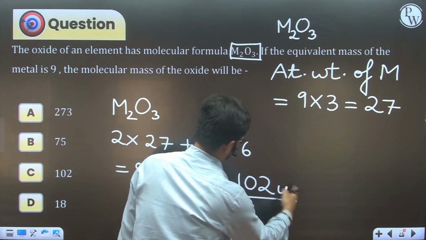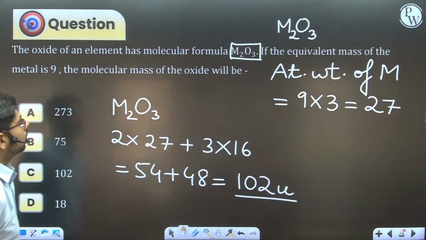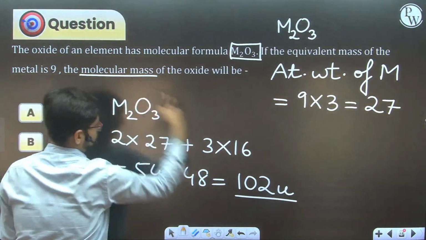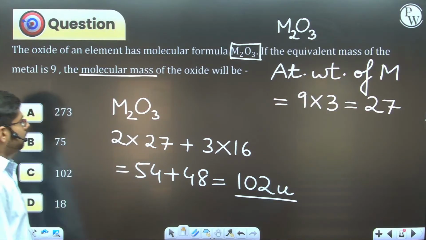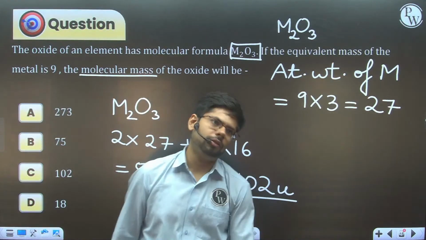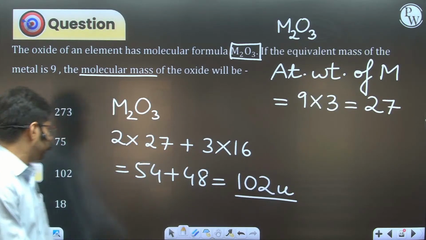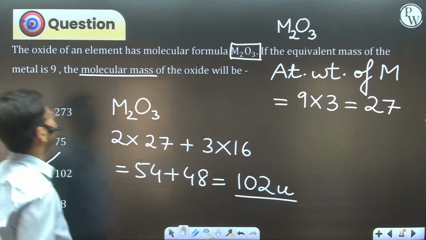Molecular weight, so I have to represent it in U, and molar mass is in gram per mole. The values are the same. So if they ask me what is the molar mass, I'll say 102 gram per mole. If they ask me what is the molecular mass, I'll say 102 U. C option.